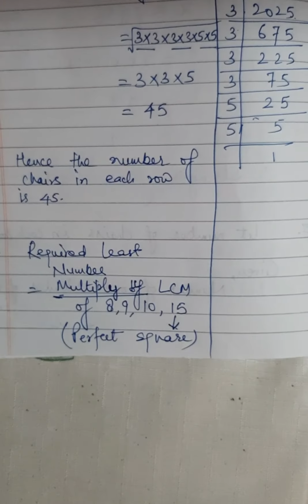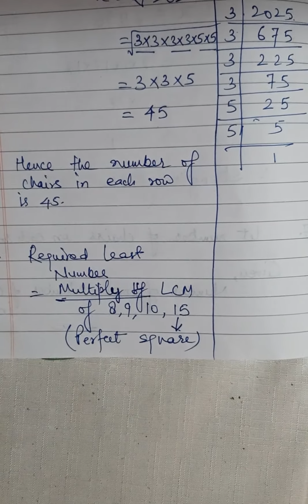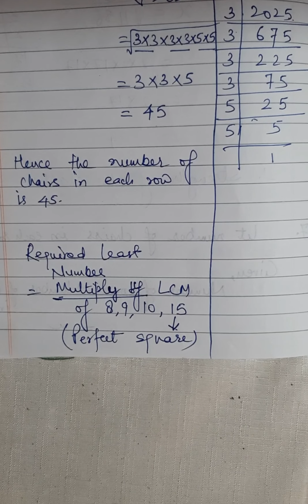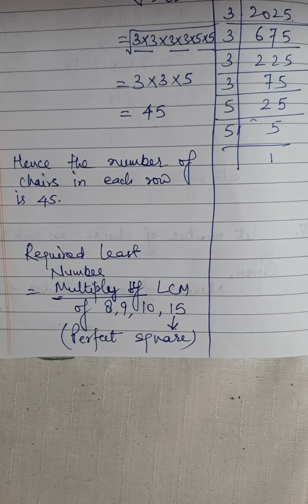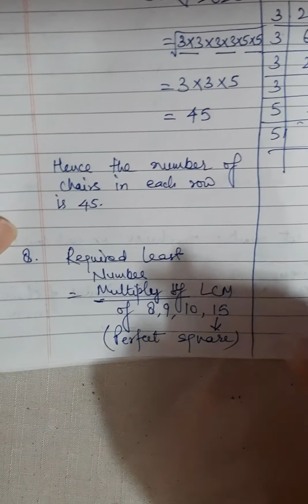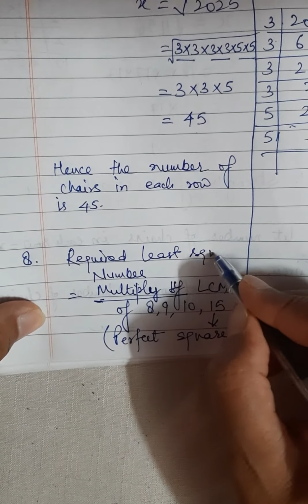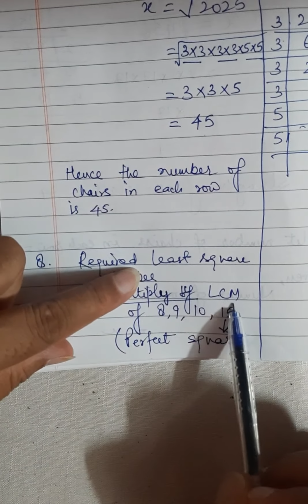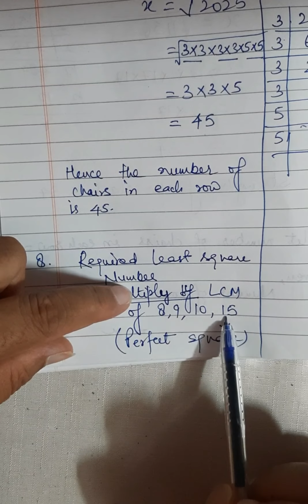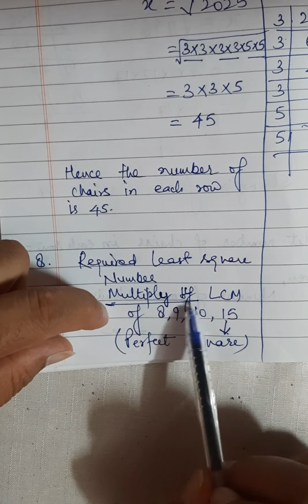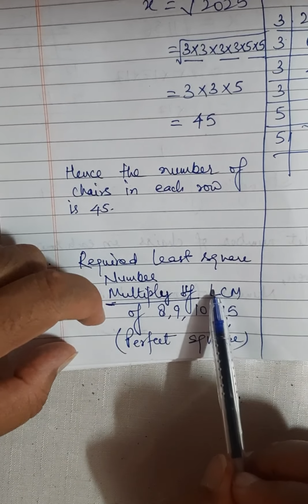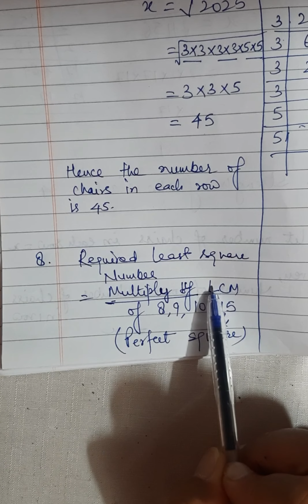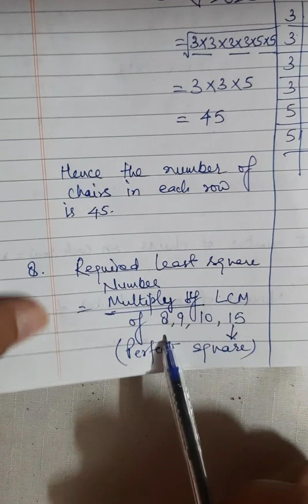Now the next one. In the next one we have to find the least square number which is exactly divisible by each of the numbers 8, 9, 10 and 15. So we have to find the least square number, right? To find the least square number we first find the LCM of 8, 9, 10 and 15. Then we have to multiply this LCM by the lone numbers whose pair is not there, right?